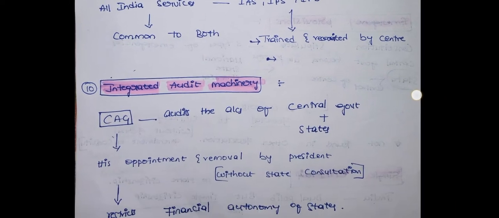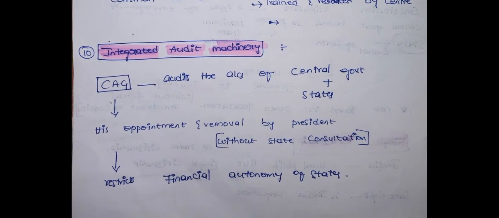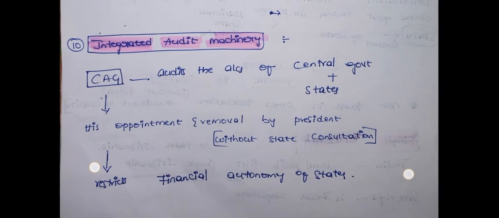And integrated audit machinery: CAG, the Comptroller and Auditor General. The CAG audits the accounts of the central government and the states also. The appointment and removal of the CAG is only by the president, without state consultation.